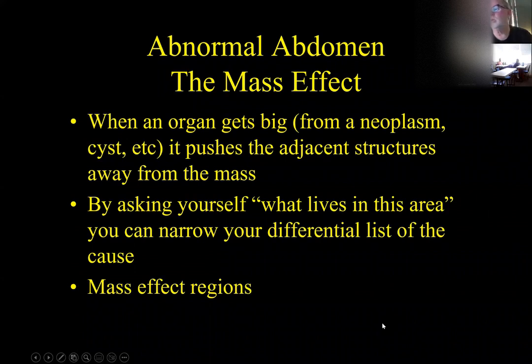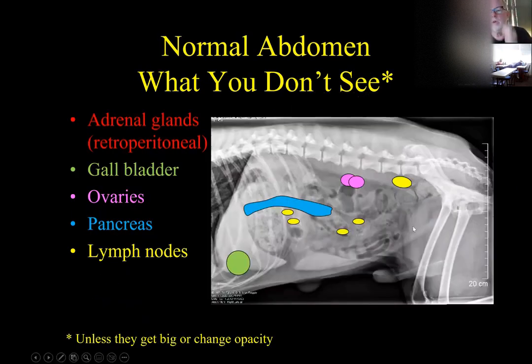Okay, and then we have to talk about this thing called a mass effect. So when an organ gets big, whether it's due to a benign cyst or cancer in the organ or really big lymph nodes due to lymphoma, then that organ gets bigger and bigger and will cause a mass effect. If I go back to this view here and I look at this lymph node, this sublumbar node, and typically, like I said, in a well cared for dog, you're not going to even see that lymph node. But if that lymph node starts to get bigger and bigger around it, it's going to want to push away all of the organs around it away from it.